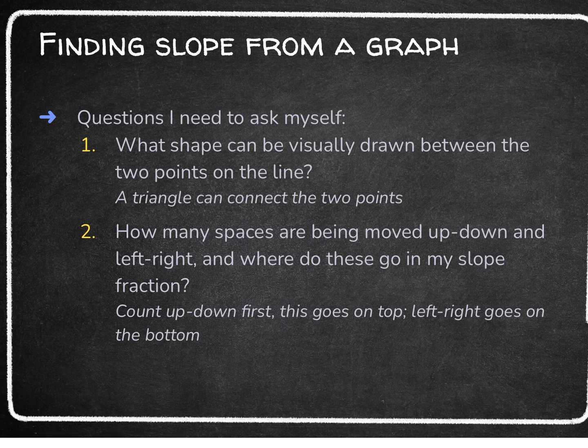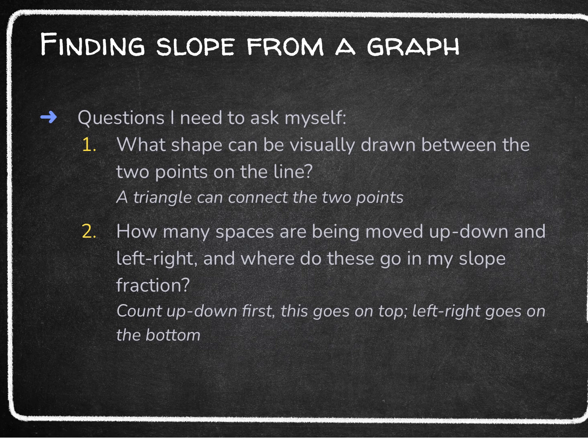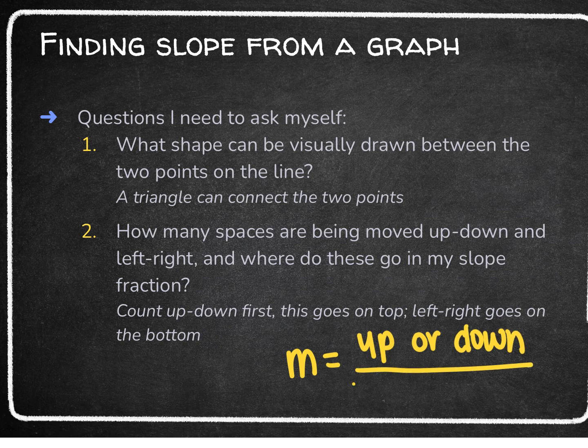So if you are given a graph, you can also find your slope. If you have your points on a graph, you can connect them with two straight lines that make a triangle. Your slope for a graph is how many you go up or down on top, and how many you go left or right on the bottom.